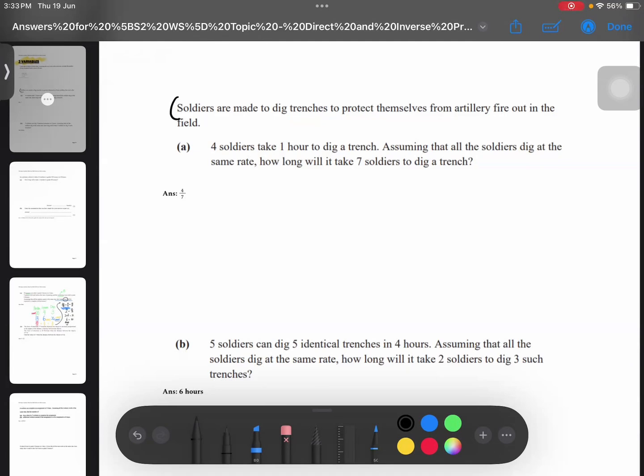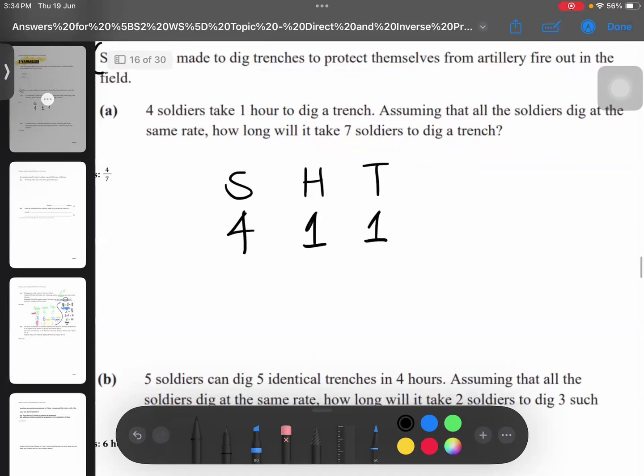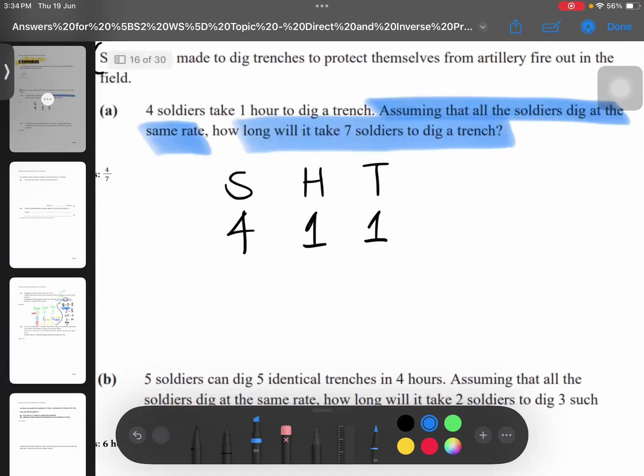Or maybe even if you are in VMP, you will experience that. Now, over here, they say soldiers take how many hours? How many trench? 1 trench, correct? So 4 soldiers take 1 hour to dig 1 trench. Am I making sense? Now, the question says that assuming all the soldiers dig at the same rate, how long will it take for 7 soldiers? X is my unknown. Same thing, 1 trench.